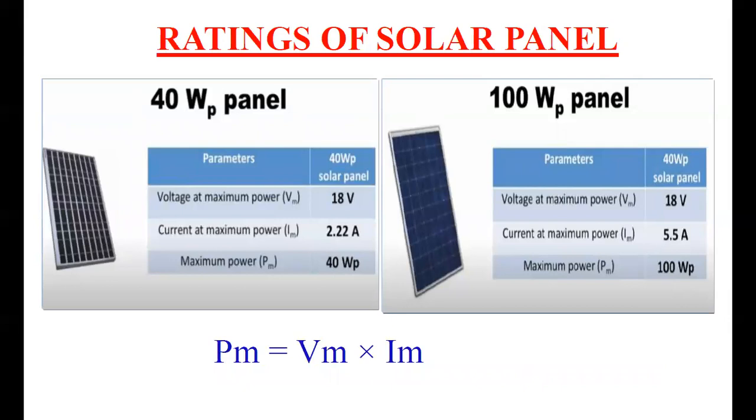This maximum power is obtained by the voltage at maximum power multiplied by the current at maximum power. So the voltage at maximum power and the current at maximum power can be mentioned on the panel. The maximum peak power is equal to the voltage at maximum power, Vm, times the current at maximum power, Im. The figure shows a 40 Wp panel and a 100 Wp panel.